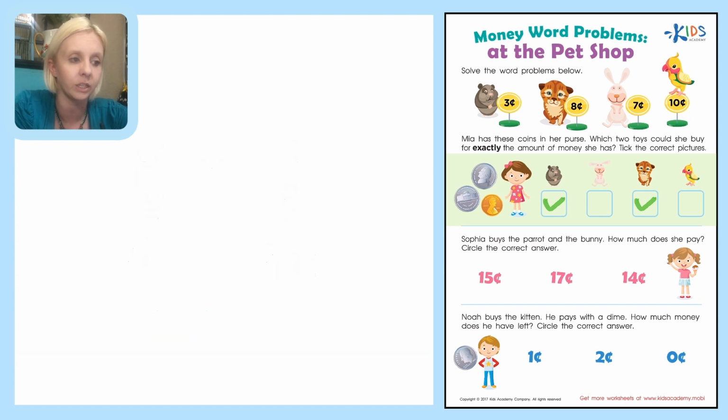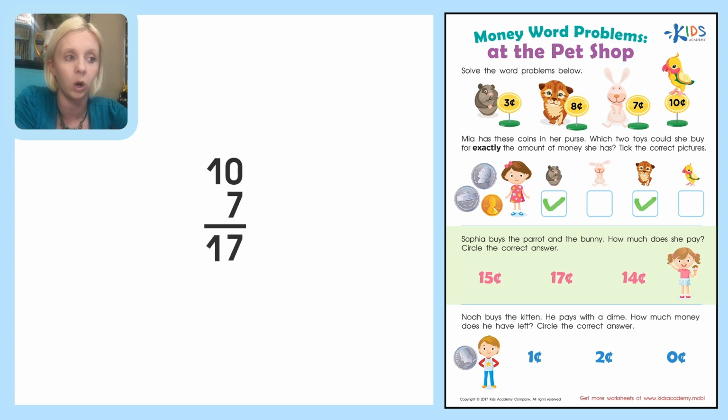Let's go down to the next one. The next one says, Sophia buys the parrot and the bunny. How much does she pay? Circle the correct answer. So the parrot is 10 cents, okay? And the bunny over here is worth 7 cents. So we're gonna add these up. So 7 plus 0 is 7, and then 1 plus nothing is 1. So that gives us a total of 17 cents. So we're gonna come right down here and circle the 17.